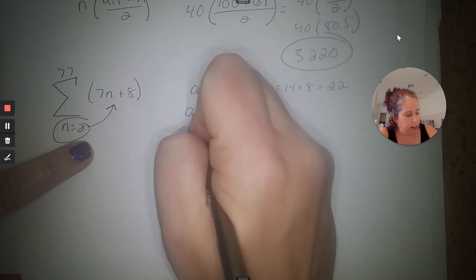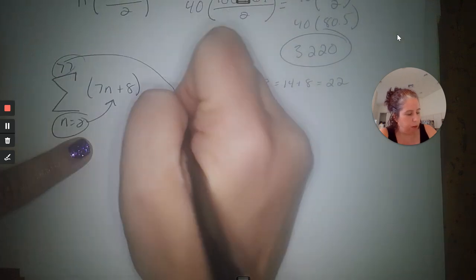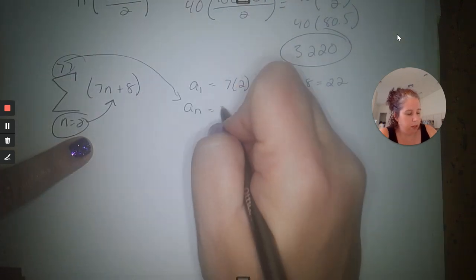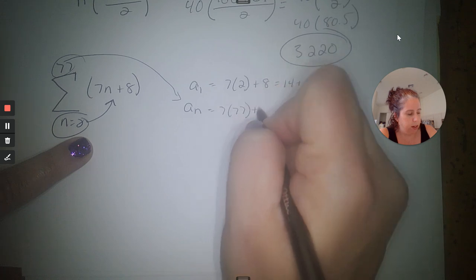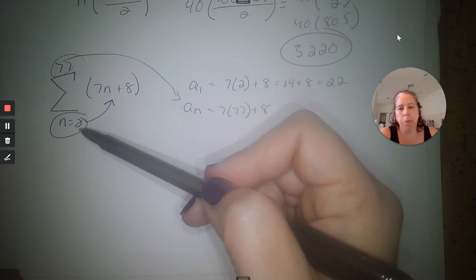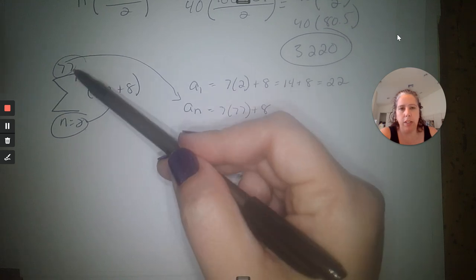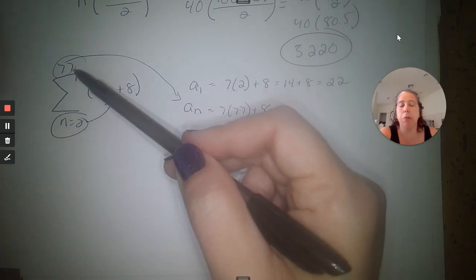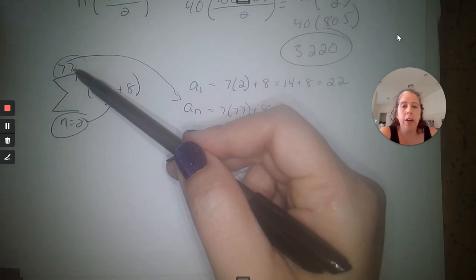Then we need AN, you're going to plug in the top number, right? So 7 times 77 plus 8. So this is why you'd want to use this formula, guys, because you don't really want to be plugging in all the numbers from 2 to 77 into this. That's going to take you all day, and then you're going to complain that this was too hard.